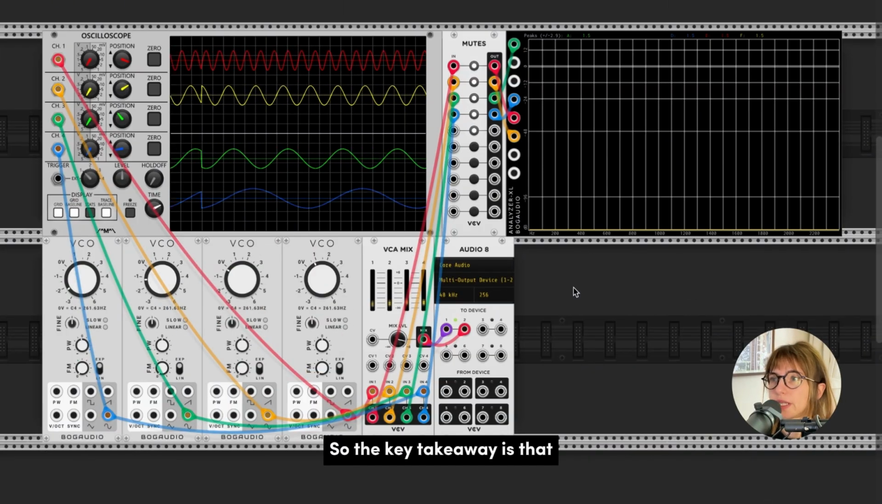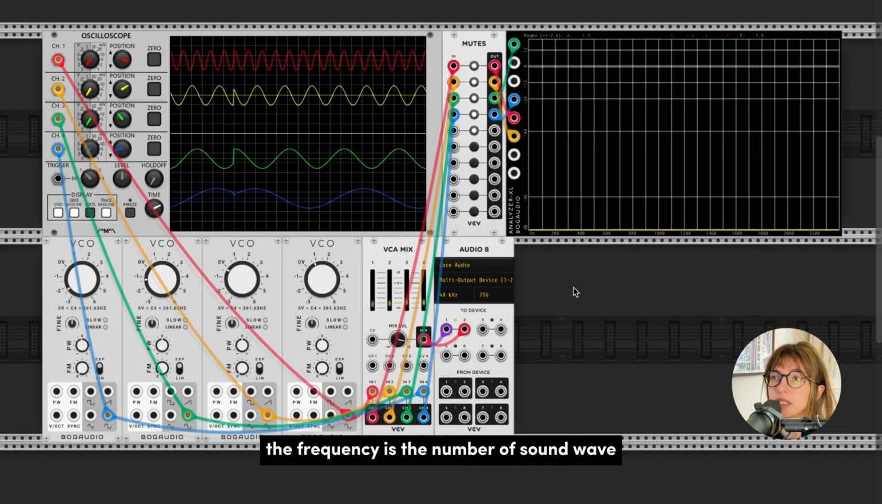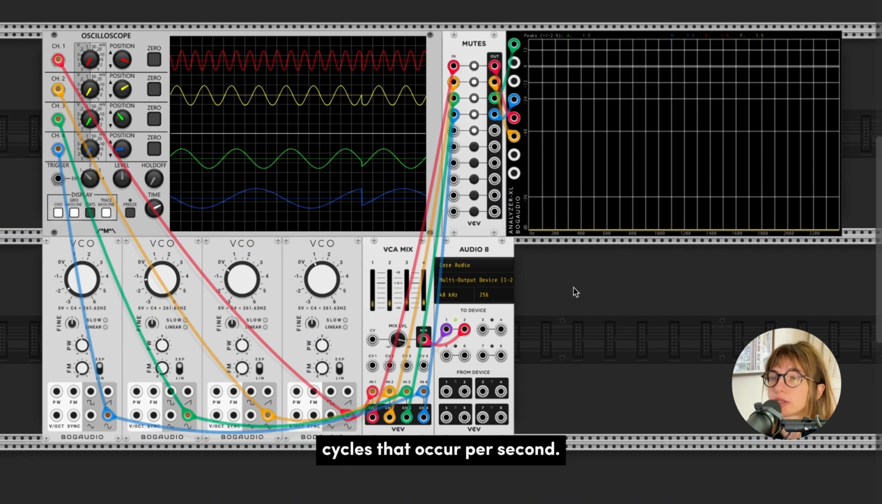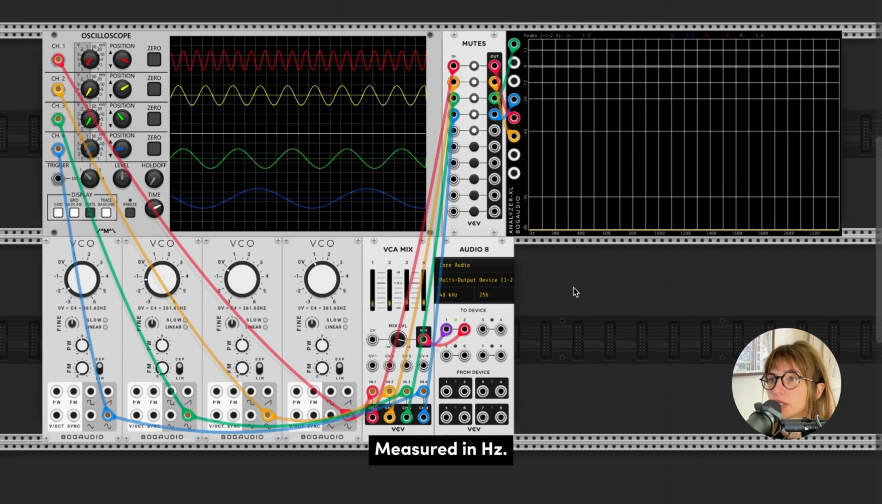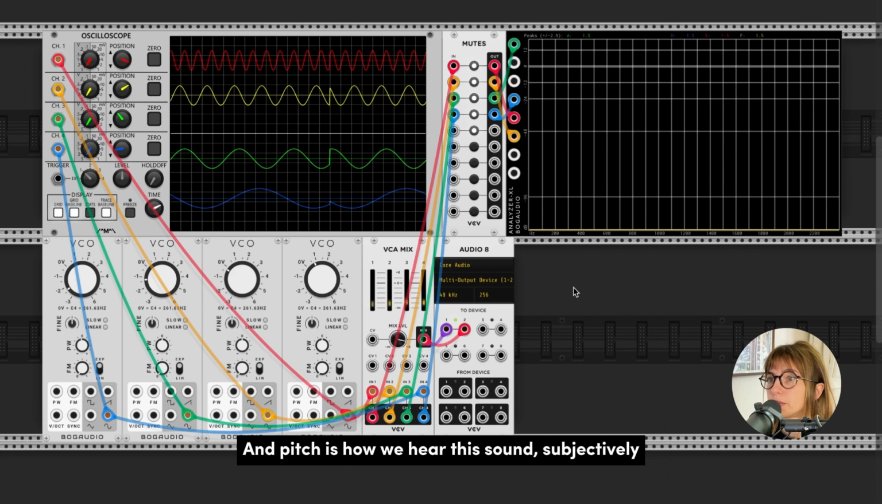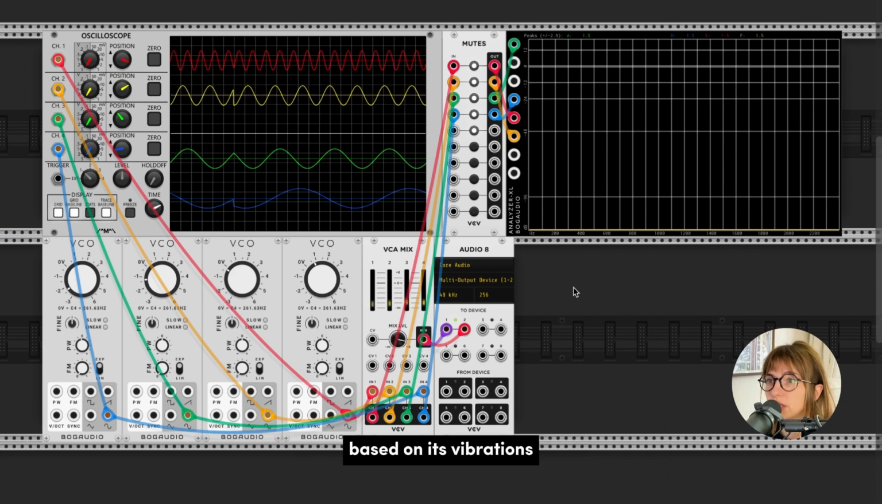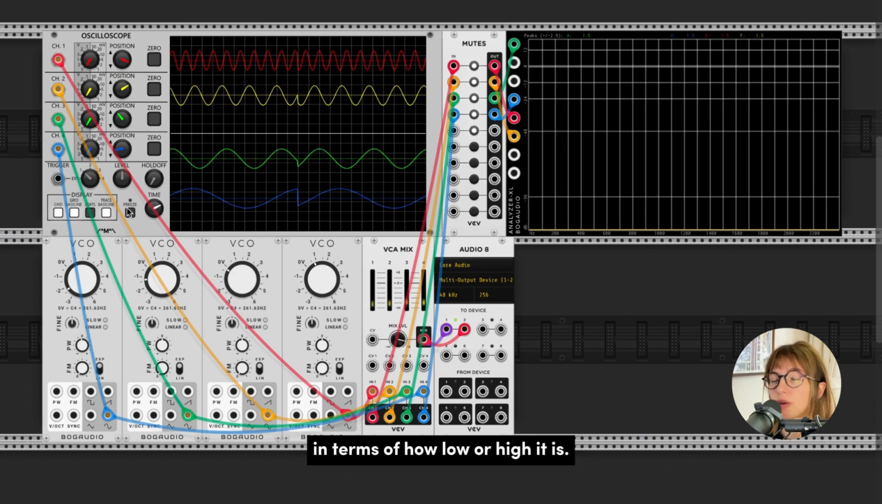So the key takeaway is that frequency is the number of sound wave cycles that occur per second, measured in Hertz. And pitch is how we hear the sound subjectively based on its vibrations, in terms of how low or high it is.